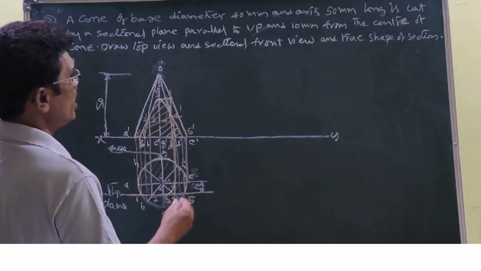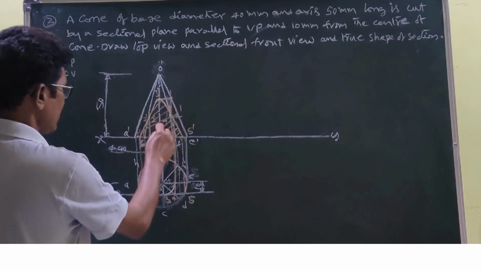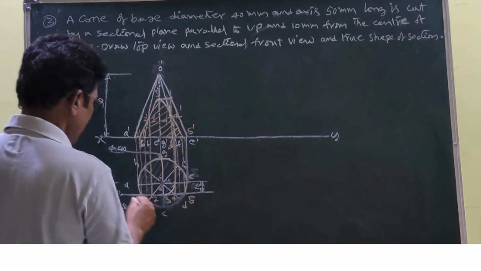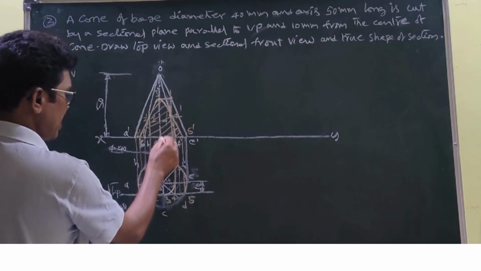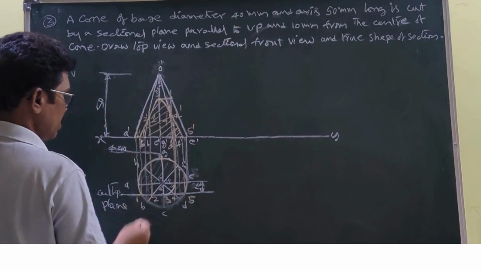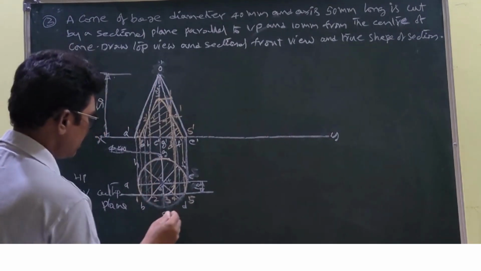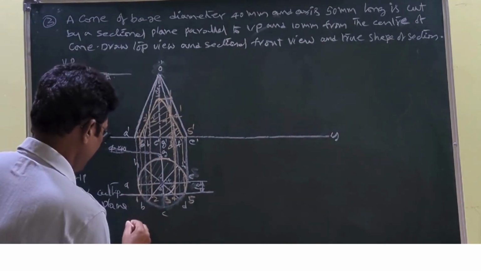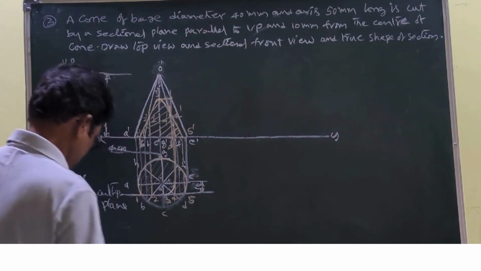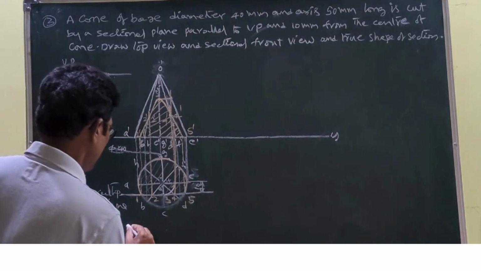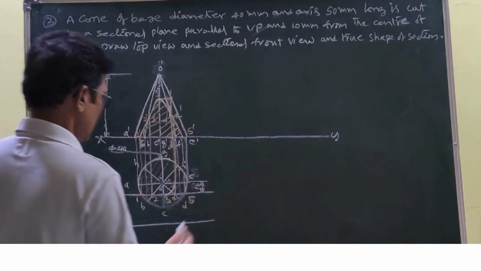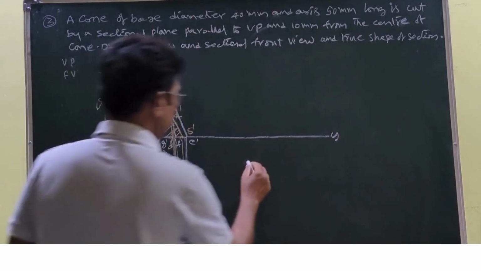So now we can develop the true shape of this section. Of course, if you observe, this is also a true shape, because the plane is perpendicular to the VP and parallel to xy, so the true shape is also the same, like this only. If you want, you can draw a line parallel to the cutting plane like this, or otherwise you can draw it here also.